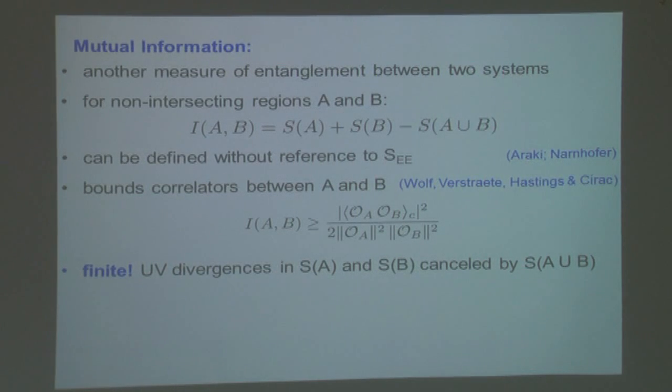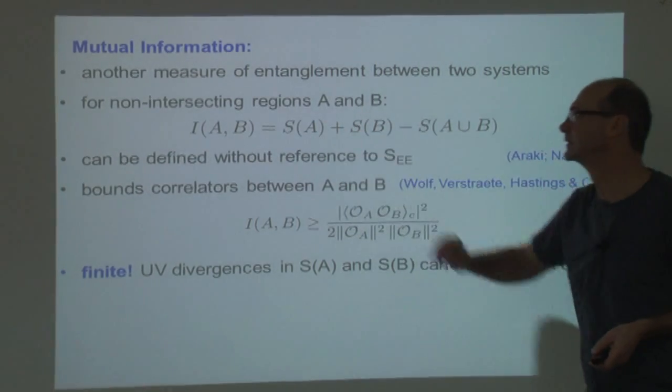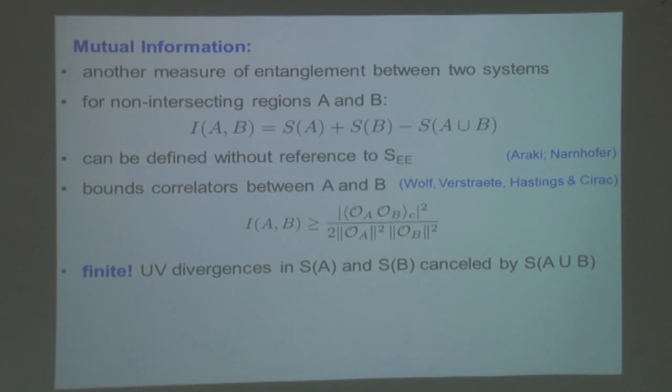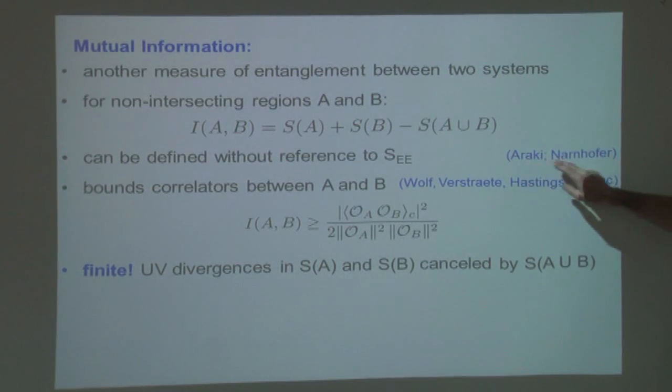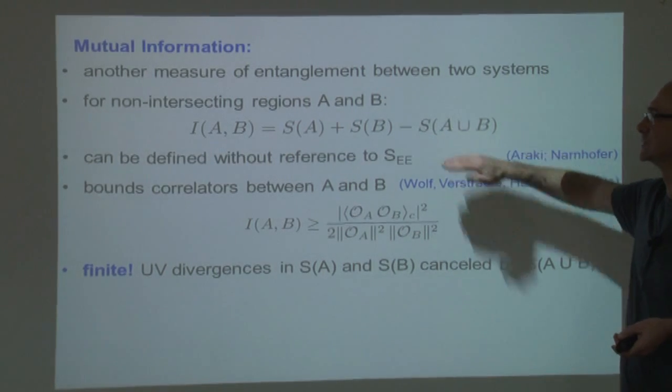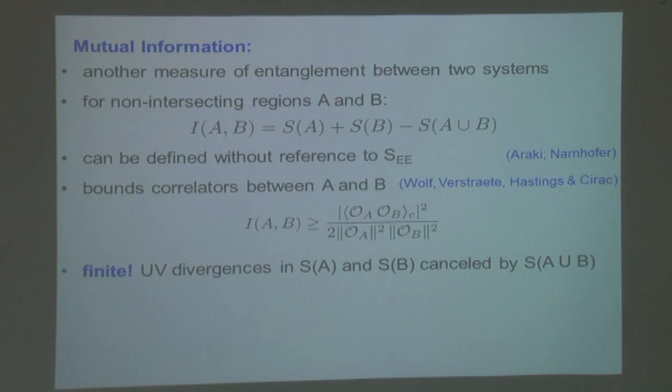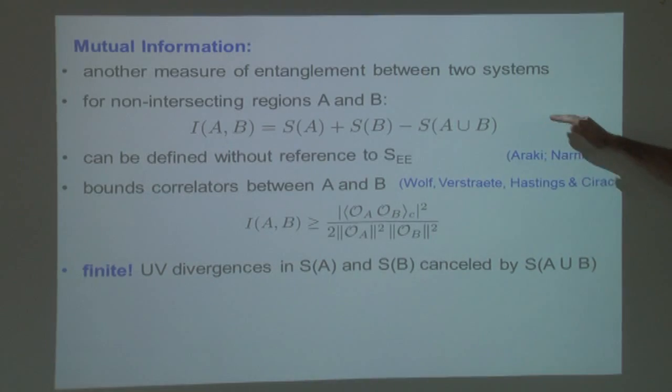The way I've written that formula, I stuck entanglement entropies into it. In fact, one can define the mutual information without actually making reference to the entanglement entropy itself. On the other hand, my co-authors who know about this still say it's not a very practical approach, and so everything I'm going to say actually uses this formula. An interesting fact that these folks showed is that it bounds correlators of operators between these two regions, which is a fancy formula. But what's important for us is that this is a finite quantity.